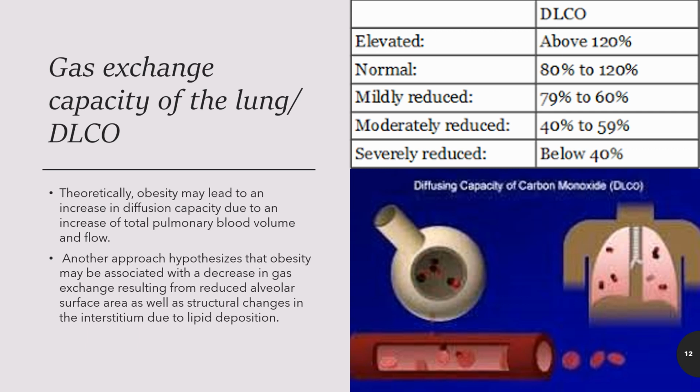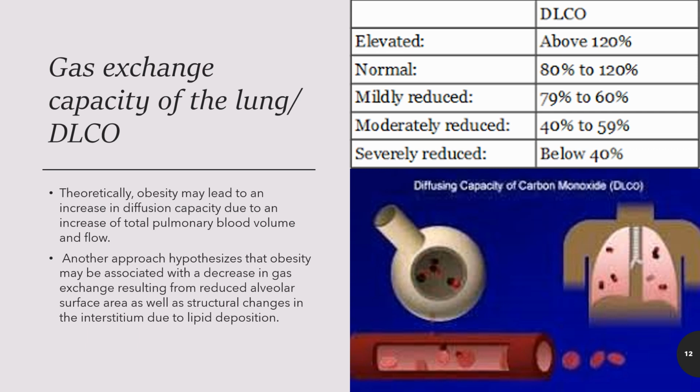Theoretically, there are two schools of thought, but I'm going to give you the main school of thought. They believe that obese patients have an increased diffusing capacity, and the reason for that is because they have an increase in total pulmonary blood volume and flow versus the average patient. There's another side to the equation where they believe you have reduced values of DLCO, and they believe that is caused by structural changes in the alveolar wall due to lipid deposition.